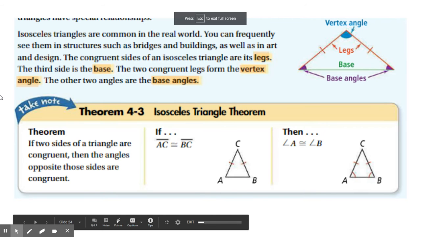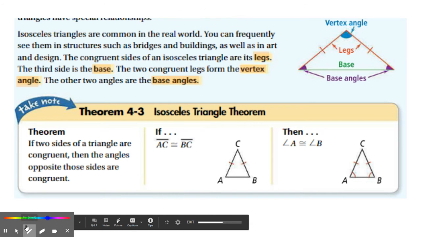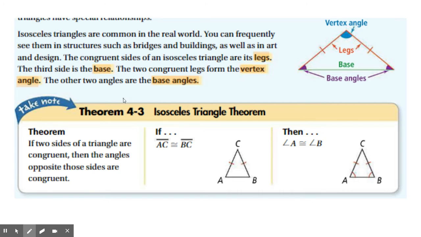All right, chapter 4 on triangles. So let's first talk about an isosceles triangle. It's isosceles because it has two congruent sides. Those are called the legs. The third side is called the base.